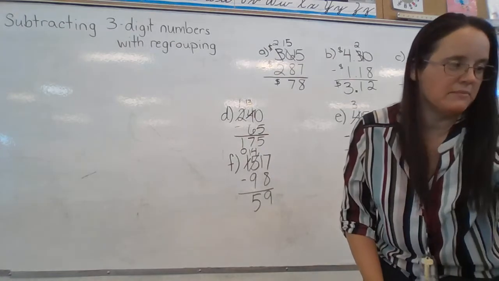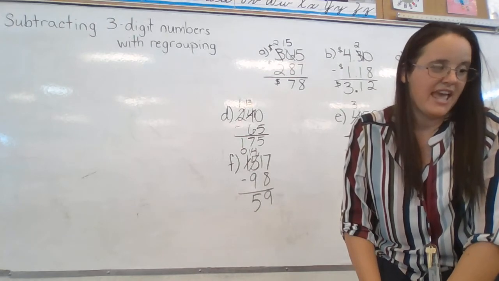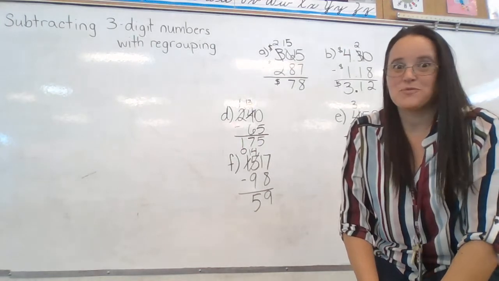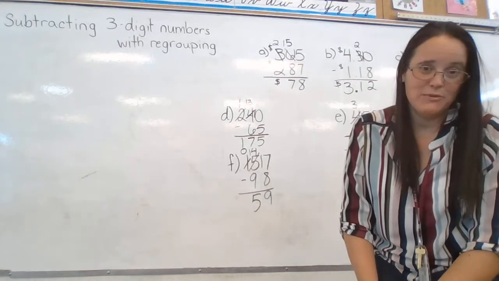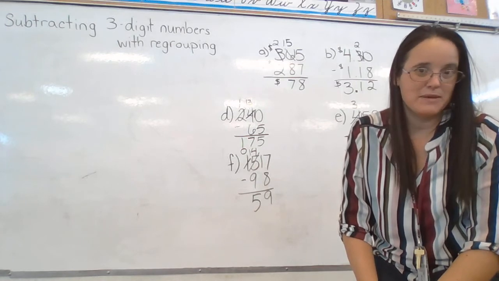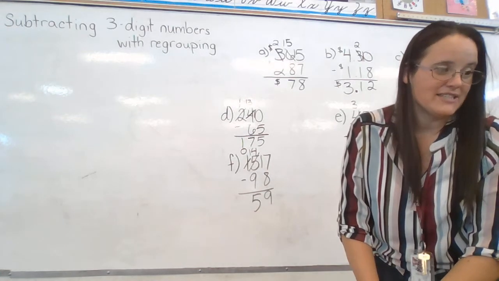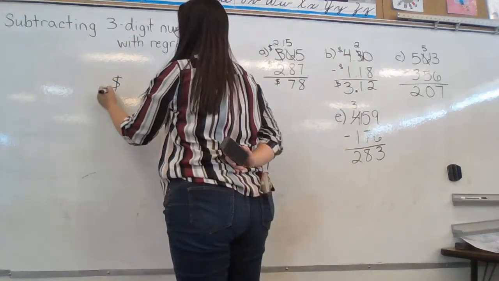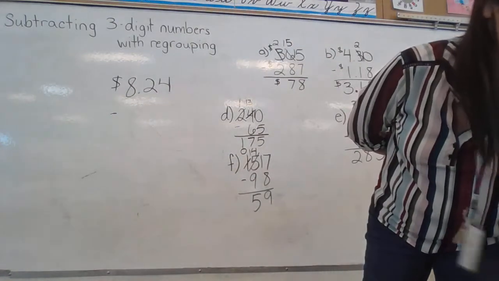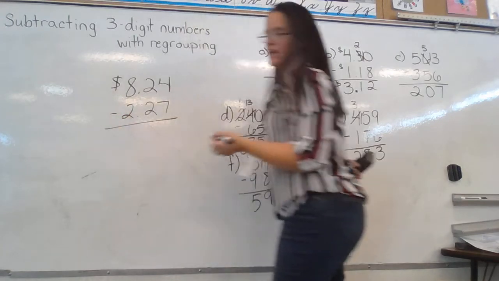Okay, our final problem is Ray entered the store with $8.24 and bought a gallon of milk for $2.27. What is a reasonable estimate, keyword there, of how much money Ray has now? Estimate. Am I going to actually do that subtraction problem? No, I'm going to estimate. So he started with $8.24. He spent $2.27. And we're going to estimate.